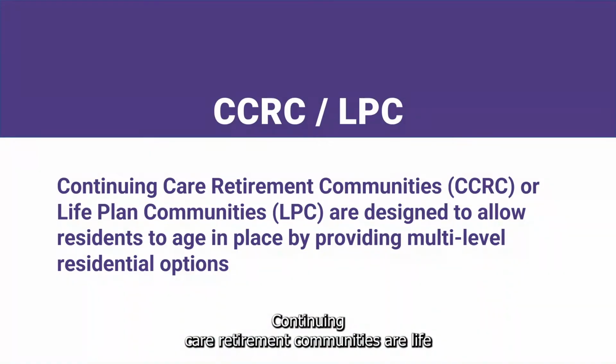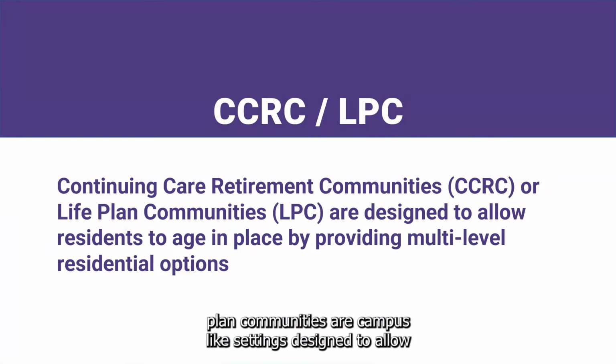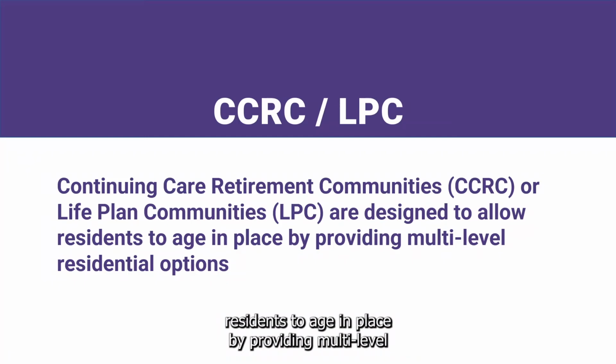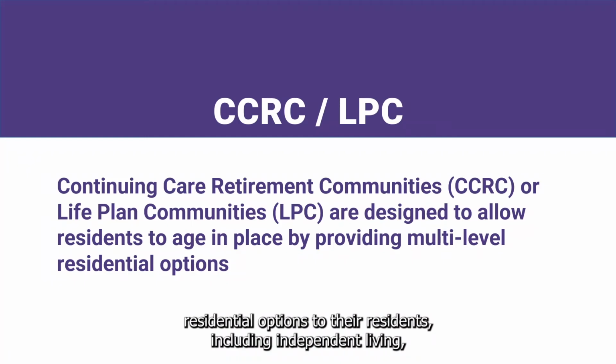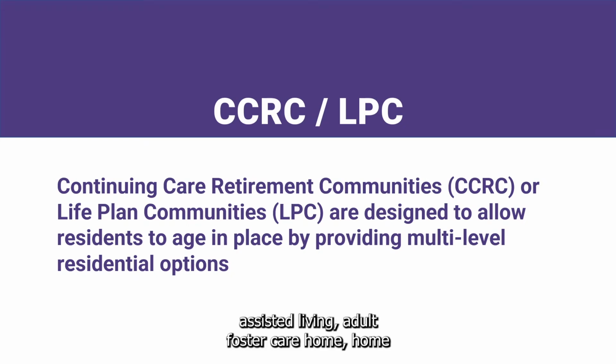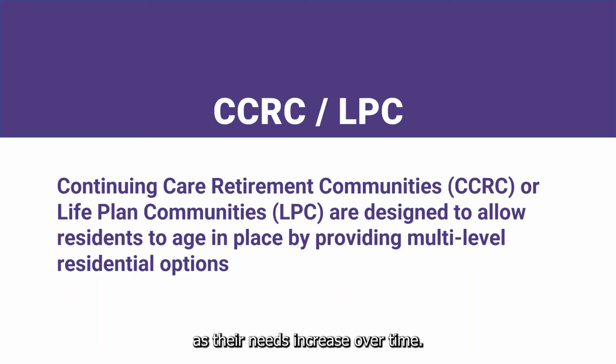Continuing care retirement communities or life plan communities are campus-like settings designed to allow residents to age in place by providing multi-level residential options to their residents, including independent living, assisted living, adult foster care home, home for the aged, and nursing home services and facilities. These communities provide flexibility for residents as their needs increase over time.